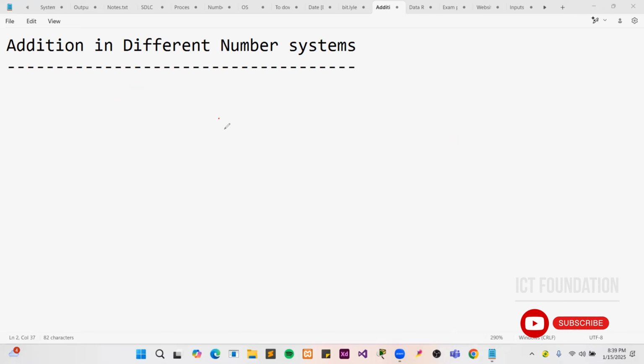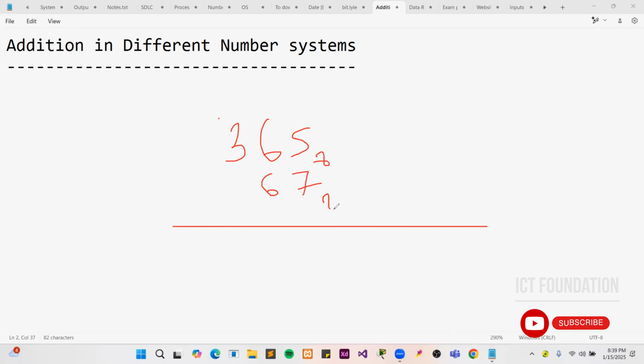That means 3, 6, 5, and I'm writing 6 and also 7. What about these calculations? 5 plus 7 is equal to 12. But 12 you can't write directly, so you divide it by 8. One time it will be totally divided and the remainder will be 4. You can write the 4 here.